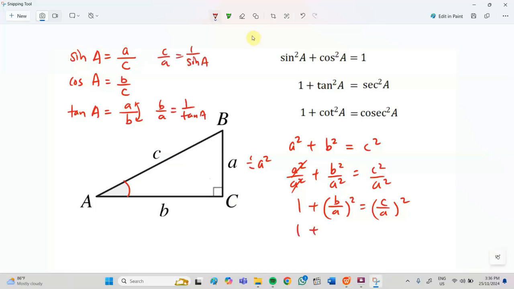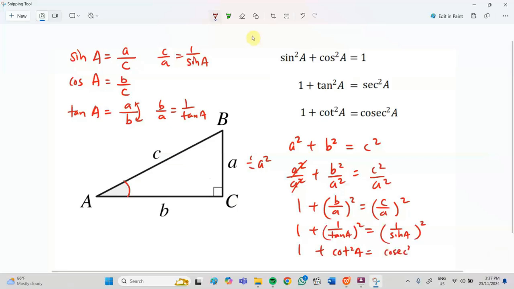So if we have 1 plus cotangent squared a, c over a will be 1 over sine a. And 1 over tangent is actually cotangent, and 1 over sine a is cosecant squared a. Hence we get the third identity.